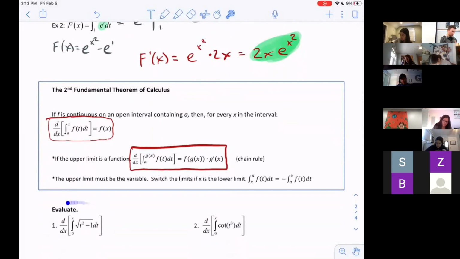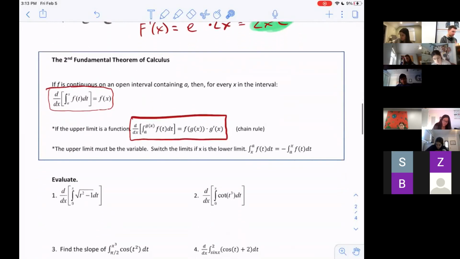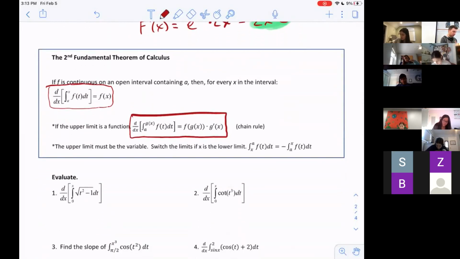Okay, so real quick, number one, I want to evaluate the derivative of that integral. I check that my bound goes from 0 to x. For the derivative of that, I can just drop the x in. It's literally just the square root of x squared minus 1. Done.